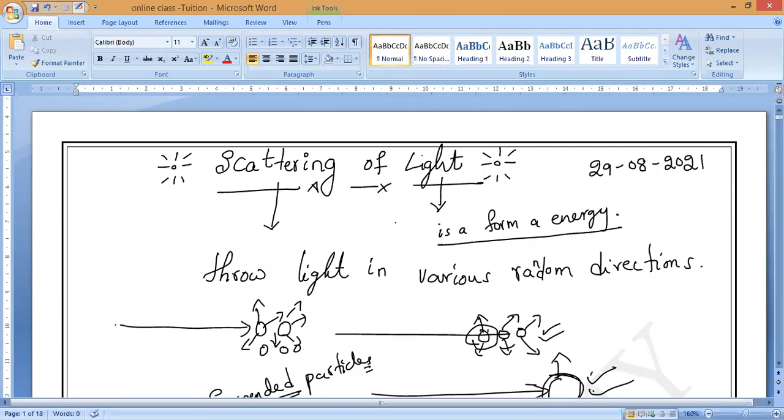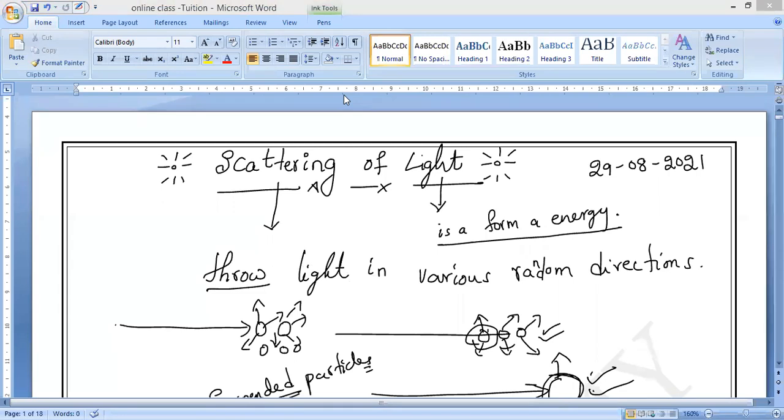So what do you mean by scattering of light? The light which is coming in a particular direction is thrown in various random directions because of the suspended particles present in its path. That is what we call scattering of light.